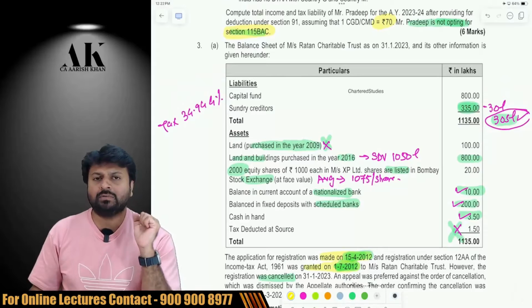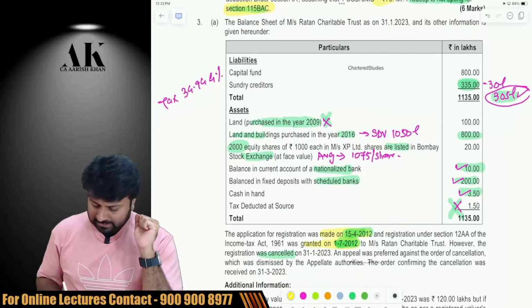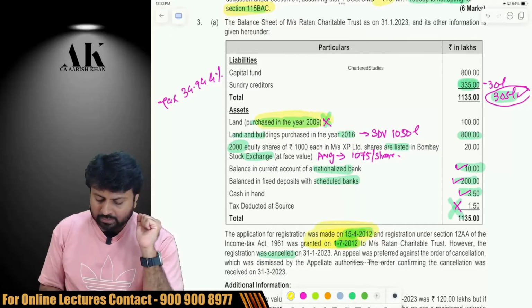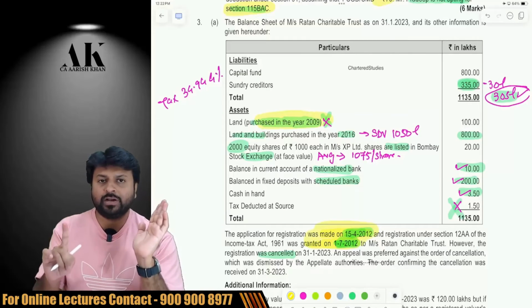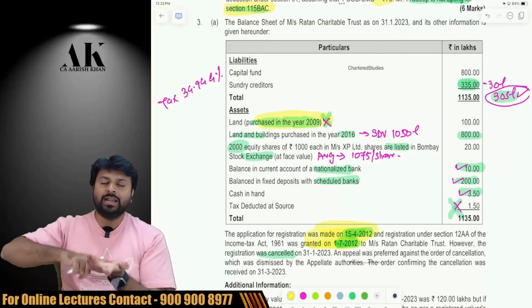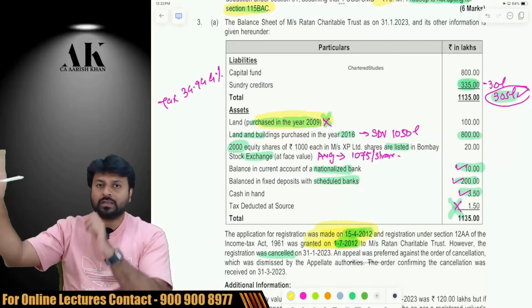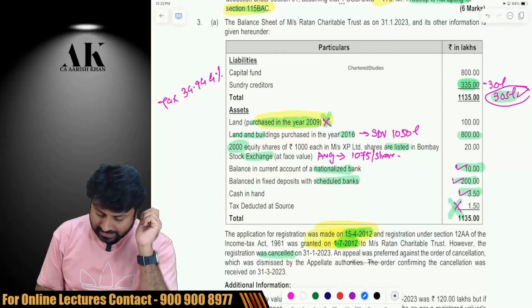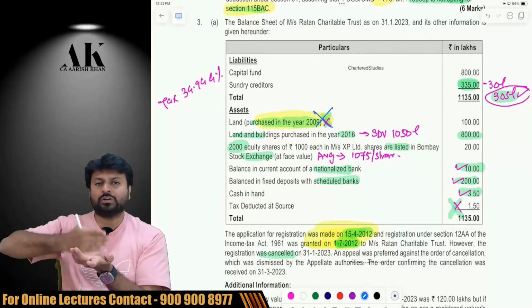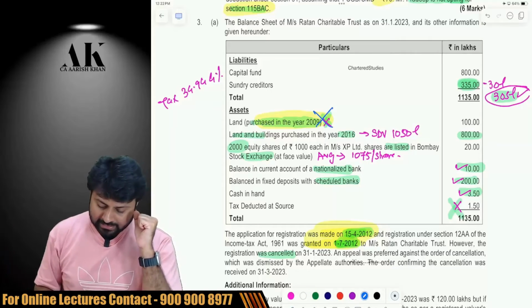Next is a question on accredited income, 115TD. Pay attention please. One important point to keep in mind in this question is that this trust got registered in 2012 and they purchased a land in 2009. They have asked this point many times in the examination: if the trust is registered and you purchased some asset before the registration of the trust, then that cannot come in accredited income. Therefore, this land cannot come in accredited income because it was purchased before the trust was registered under the income tax law.